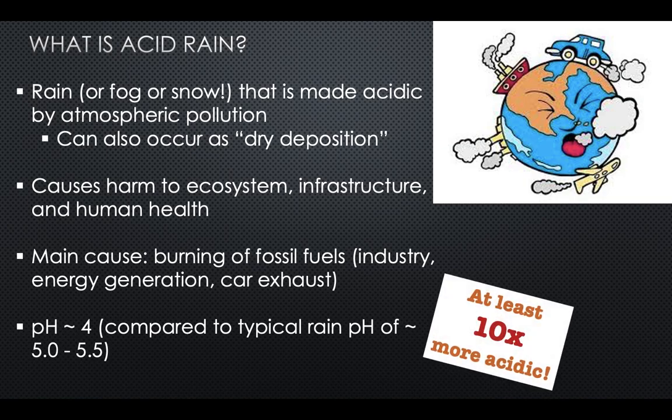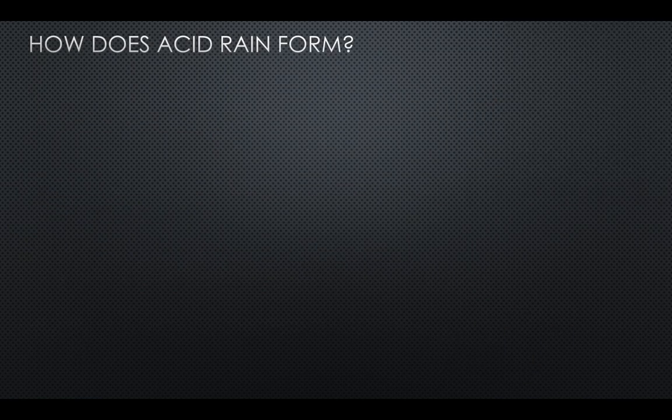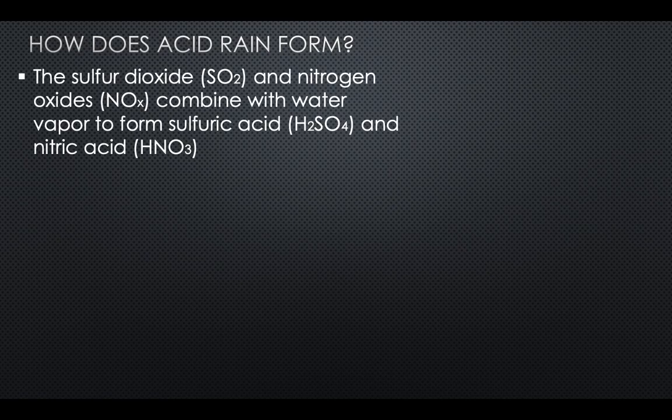Important to note, regular rain does have an acidic pH because there are natural sources of some of these gases that cause acid rain, like volcanoes and things like that, even lightning. So regular rain does not have a pH of 7. But acid rain is even more acidic than that. How does it form though?